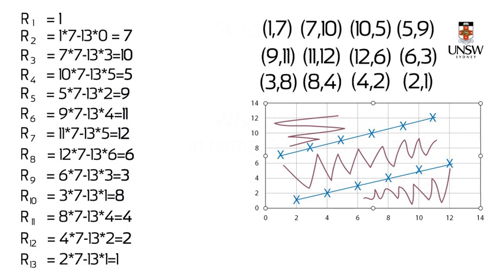So the linear congruential generator is useful to see how pseudo-random numbers are generated, but in practice we would use a better algorithm, such as the Mersenne Twister.